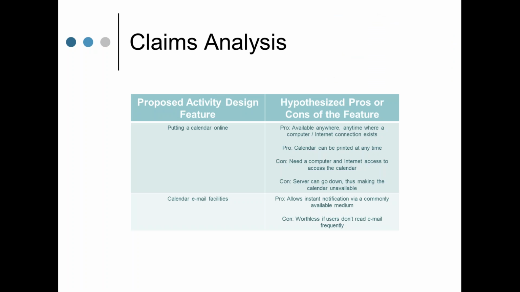So we do a claims analysis. We look at the proposed activity design feature, and we look at the hypothesized pros or cons of the feature. So the first thing is putting a calendar online. So let's say we designed Google Calendar. So that would be our feature.